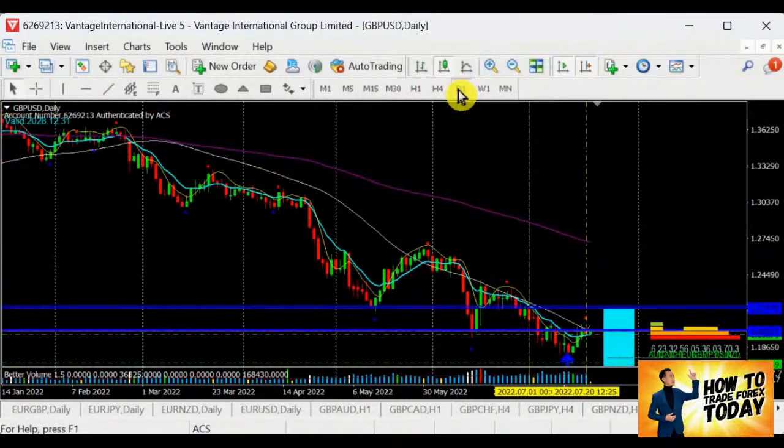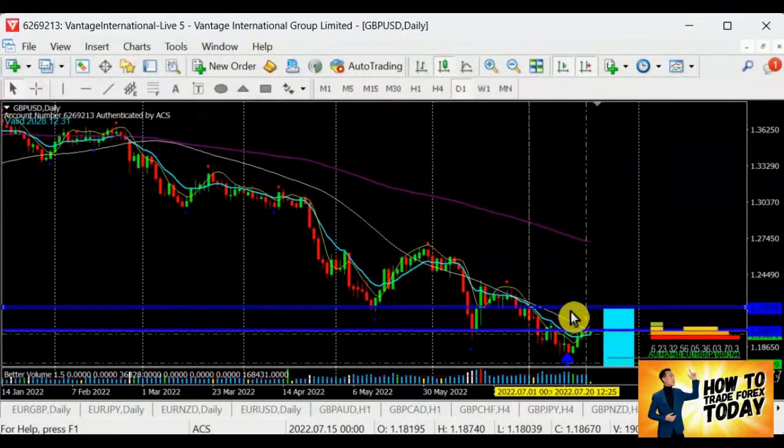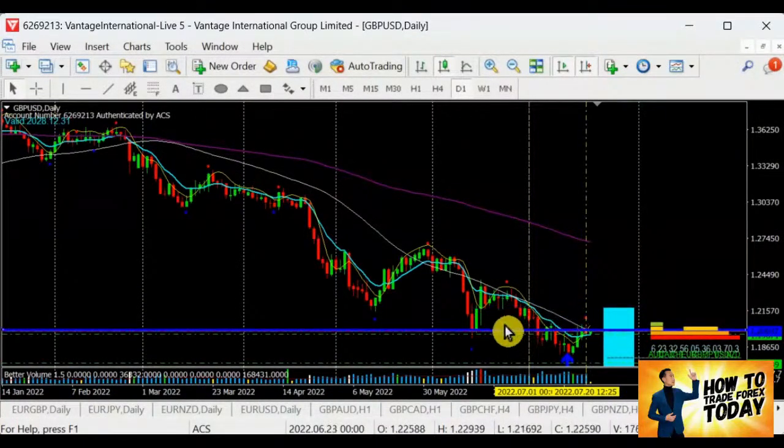Let's take a look at pound dollar. I'm sorry, with so many lines here because yesterday we were having an online Zoom class. So let me take them away. Right. And let's take a look at pound dollar.